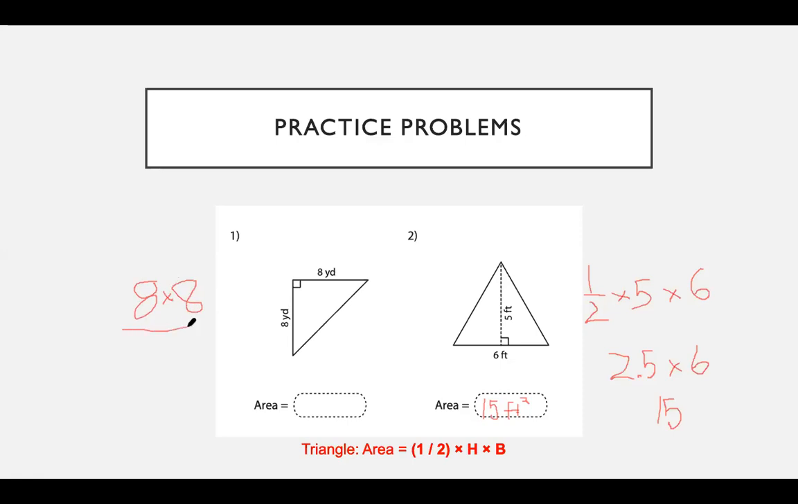And then what we can do is divide it by 2, because this is basically just half of the whole square. So if we had this area filled in, it would be a square, so it would be 8 times 8. But since we have half of the square, we just divide it by 2. So 8 times 8, we know is 64. And then dividing that by 2, we get a value of 32 yards squared. There. And that's how you solve for the triangles. These are just a couple of practice problems.